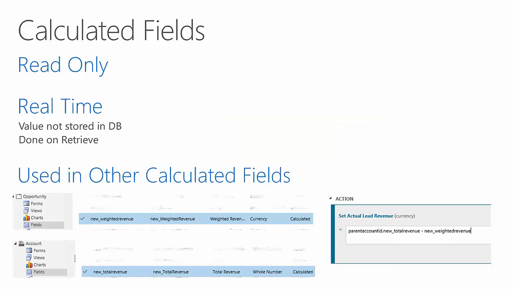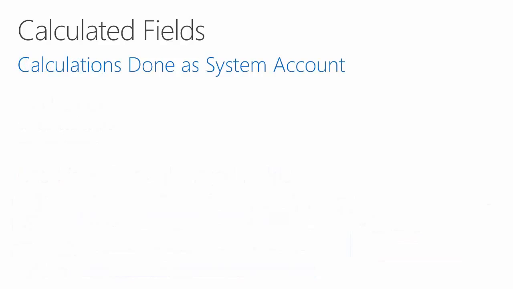A calculated field is able to be used in other calculated fields. There's only one thing to watch out for here. There's a hard limit of 5 max chained calculated fields. This is to prevent performance issues. A really important note here is that the calculations are done as the system account. Why is this important? If a user does not have permission for specific data, calculated fields will still show the calculated data because the system account has full permissions within Microsoft Dynamics CRM.